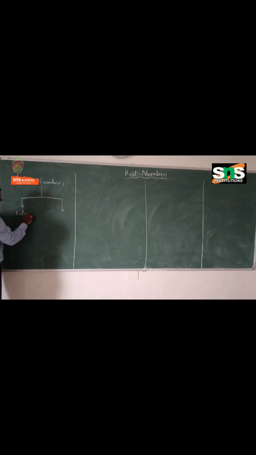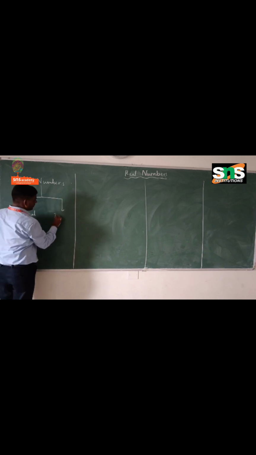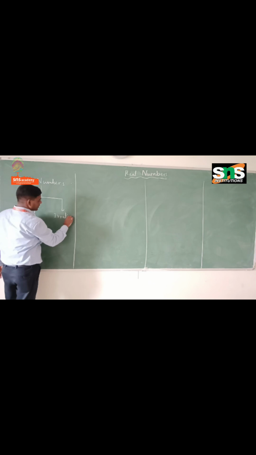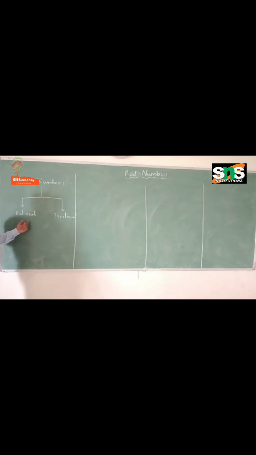So first we'll see what is meant by a rational number and then what is meant by an irrational number. When can we say a number is a rational number? It should be in the form of p by q, where p and q are integers and q is not equal to 0. So this will come under rational number.